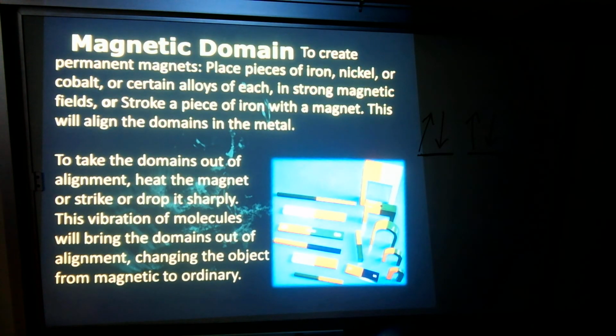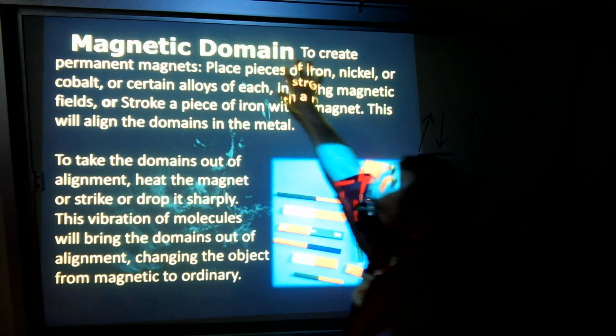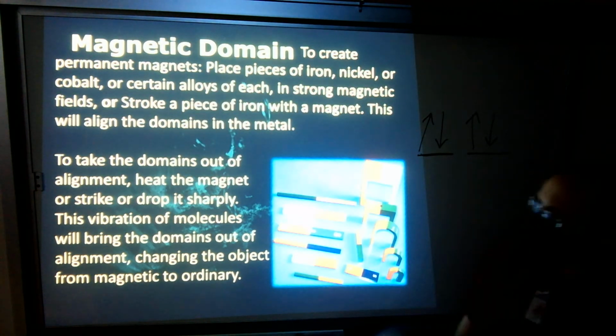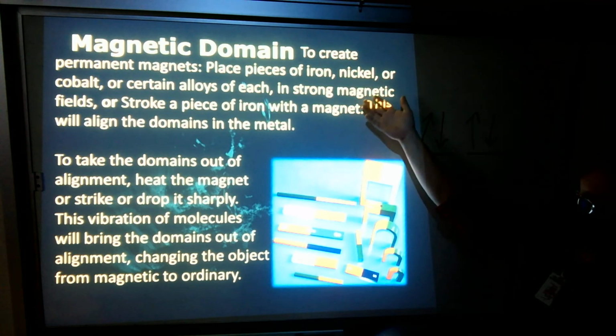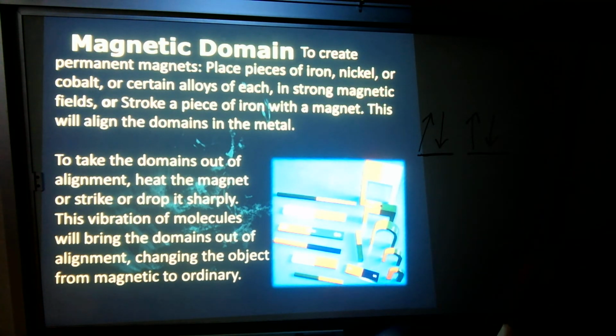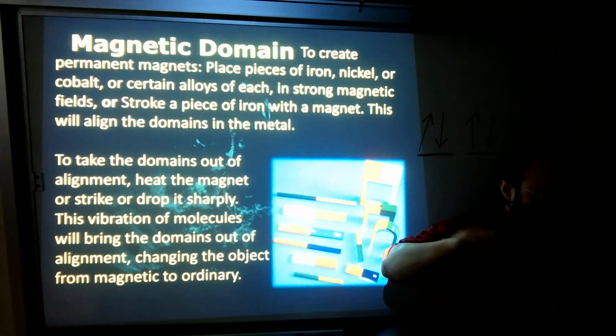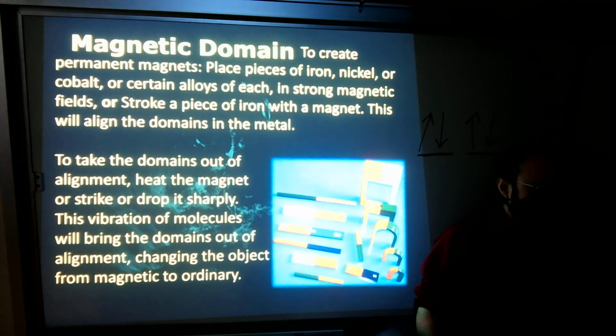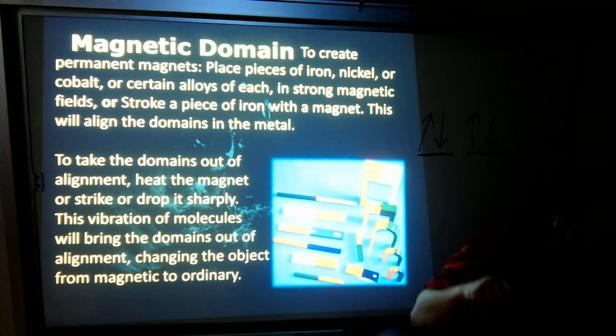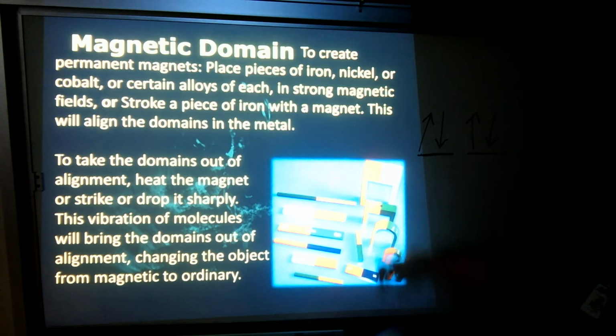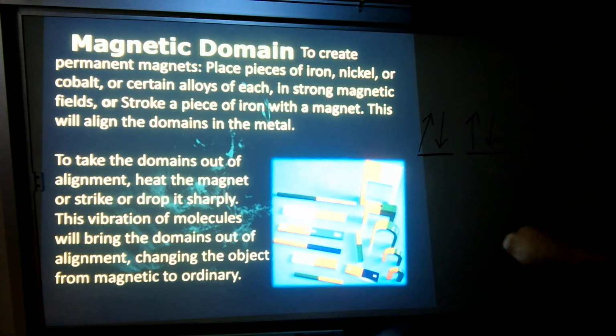All right. So there's two ways. You can place that nickel or iron or cobalt, or the alloys that have that stuff in it, in strong magnetic fields, like that lightning does. That's the strong magnetic field to make that magnetite into a lodestone. Or you can stroke a piece of iron with a magnet. So if you take a screwdriver and put a magnet on it and run it along the length of the screwdriver, you can make it so it'll pick up the screws. And so it'll be harder to drop the screw. You can put it on the end and turn it sideways and it'll stay on there while you're trying to screw something in. And so that's useful. What that does is it aligns the domains, like those little arrows, it makes them all point the same way.